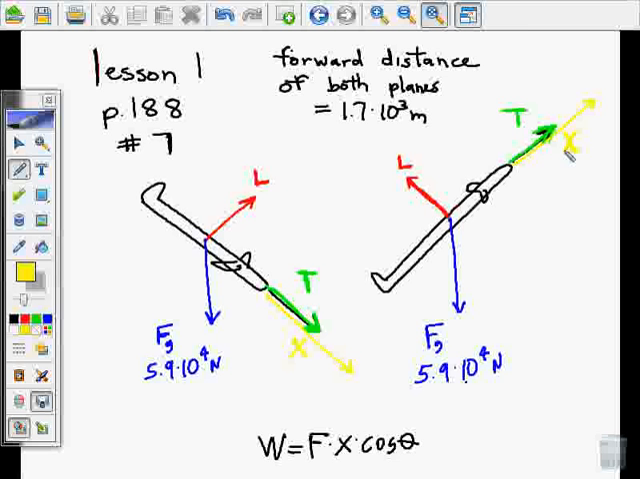what's going to be the difference in the work done by the thrust force on the left compared to the thrust force on the right? Wouldn't the theta have to be the difference? Because they're both different and one is going down and one is going up. Well, they tell you that the same thrust force is acting on the plane on the left that's acting on the plane on the right.